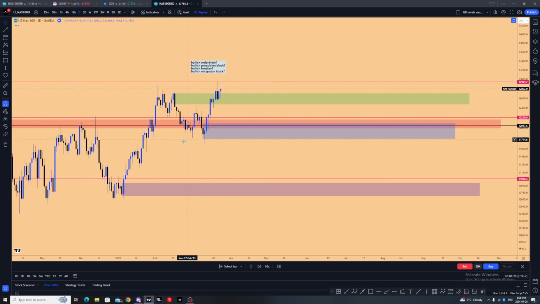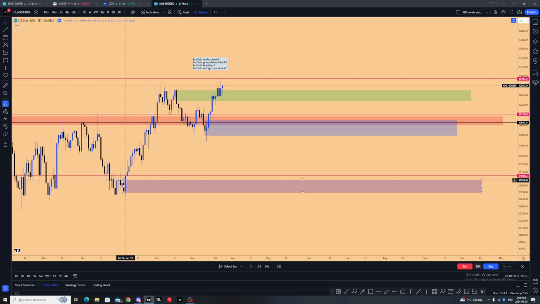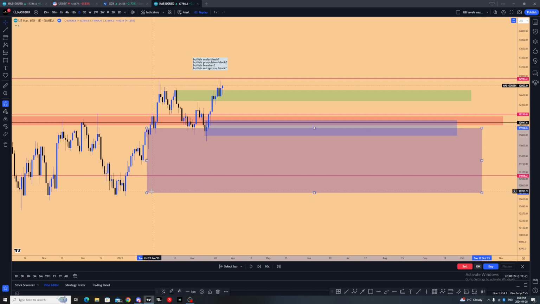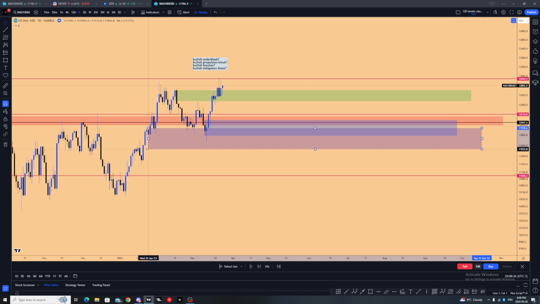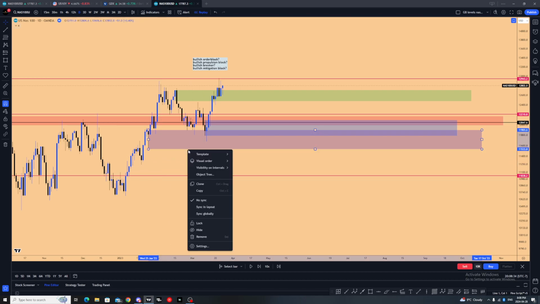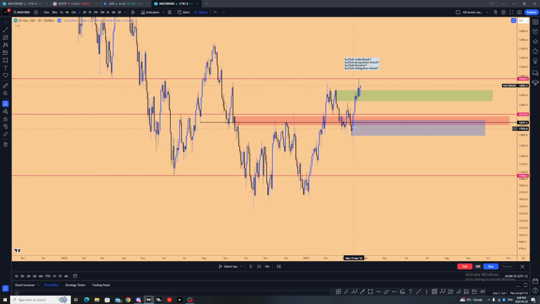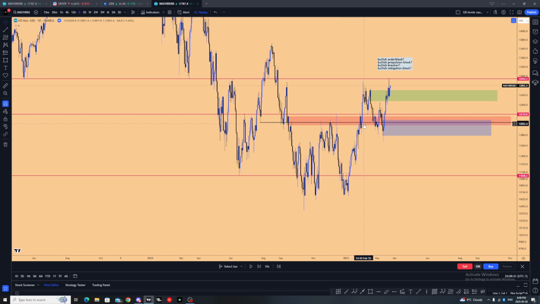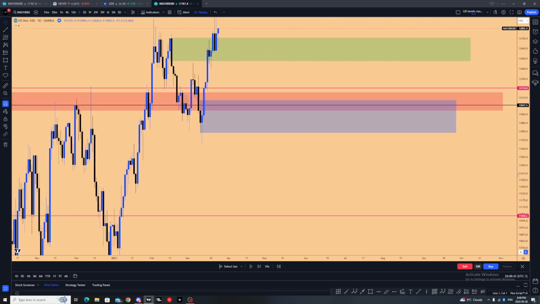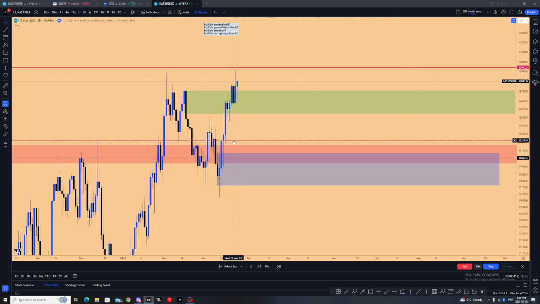For blue to be a propulsion block, this would need to be a bullish order block. This is not a bullish order block. This is just a random candle. But yeah, this is a new bullish order block, and the reason this is a new bullish order block is because it's forming right below this SR level.